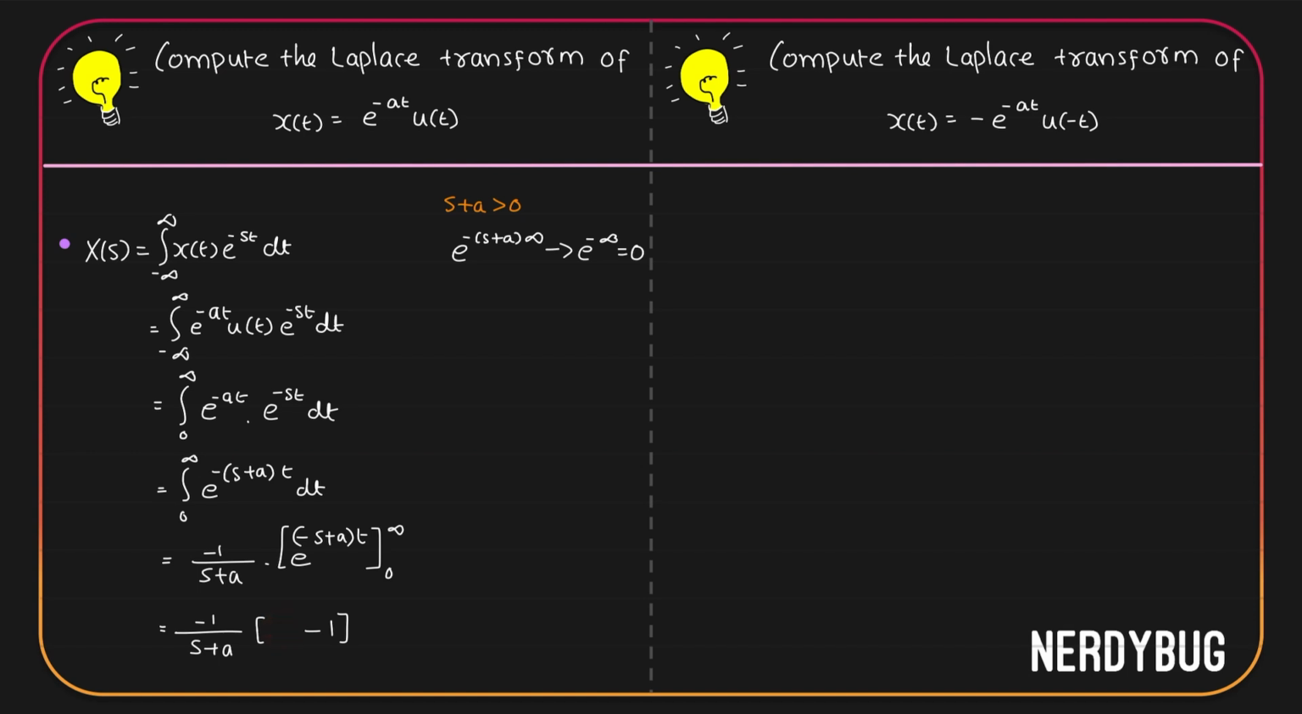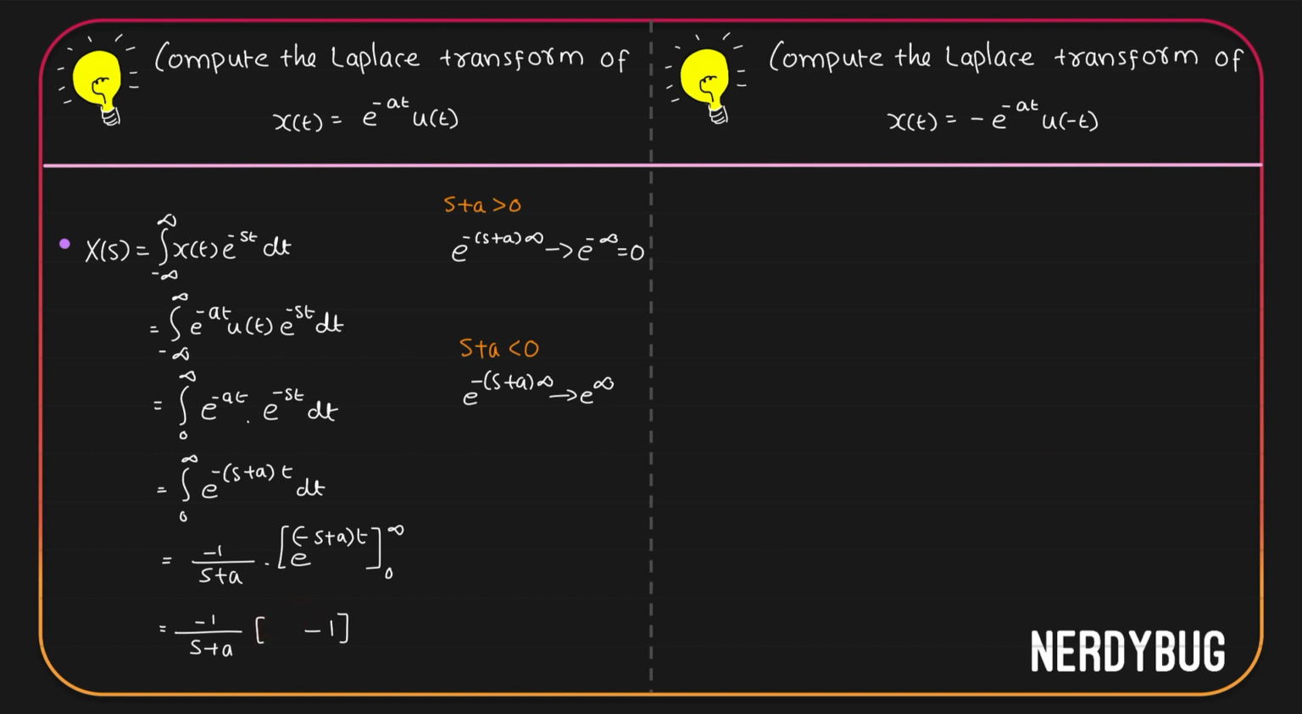Let us take the other case. S plus a is negative, it is less than 0. Then if you take e raised to minus s plus a into infinity, there is already a negative here. This is also a negative number. So negative and negative gets cancelled, and this will be of the form e raised to plus infinity, which is an infinite value. So if you substitute that over here, you will get x of s is an infinite value, which is not desirable to us.